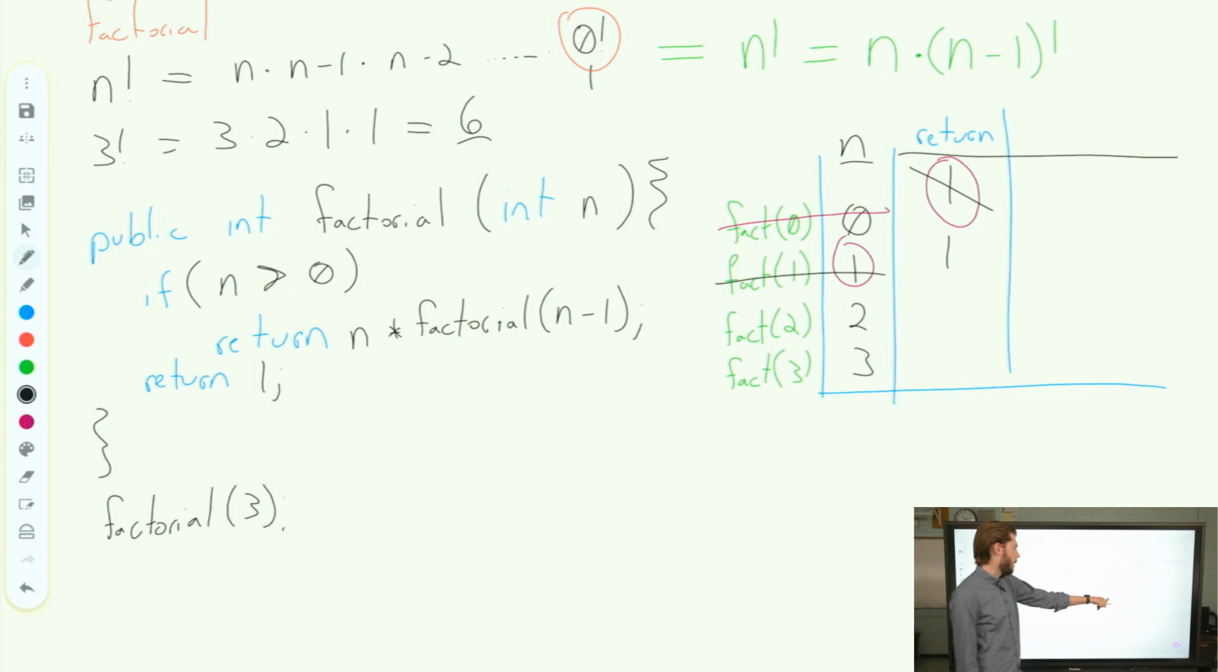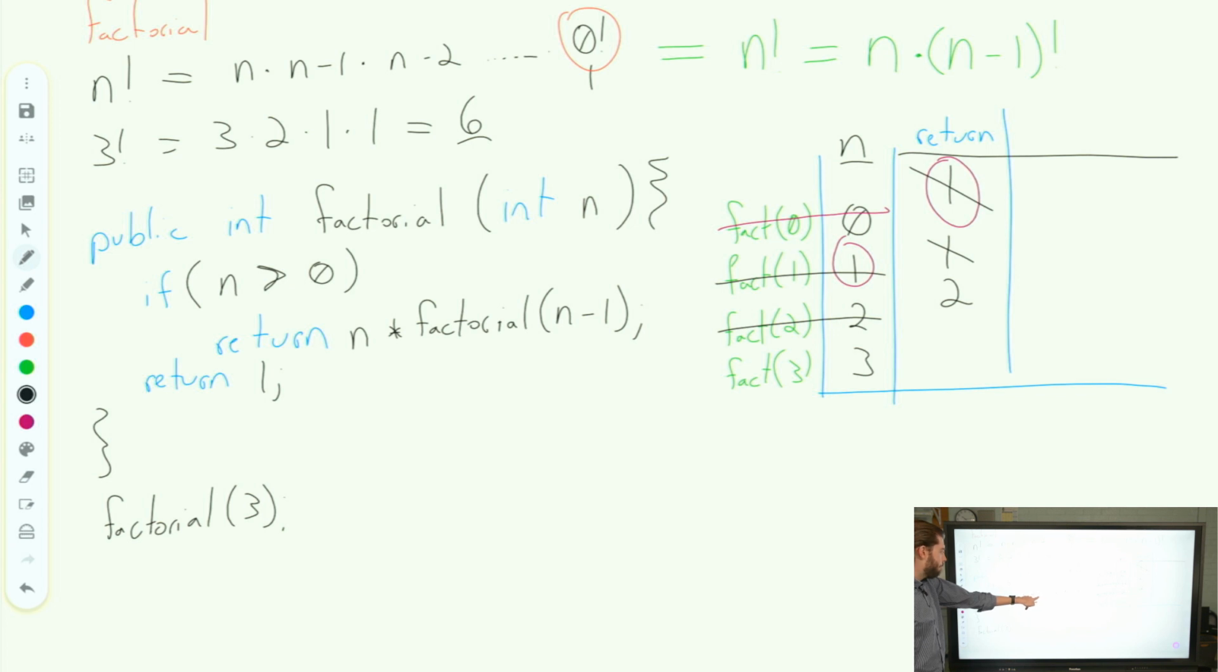Now we're in factorial of 2. So my n is 2 here. My factorial of n minus 1 returned 1. I multiply these two together, and I get a new return value of 2, and my old return value goes away as I finish factorial of 2.